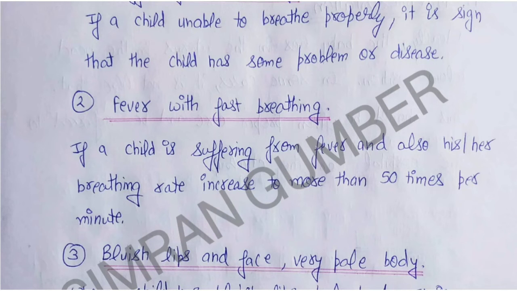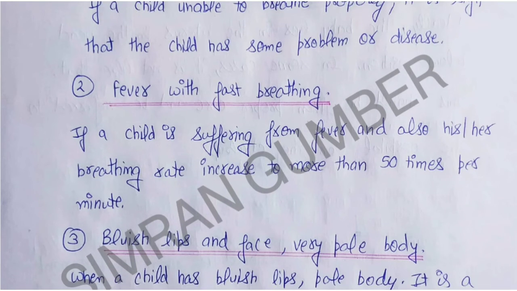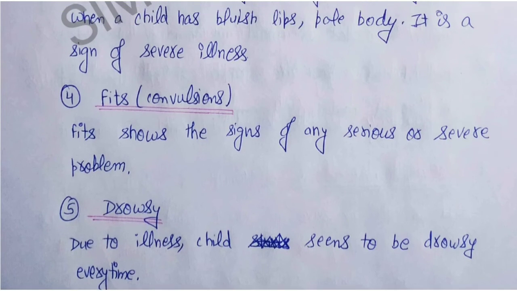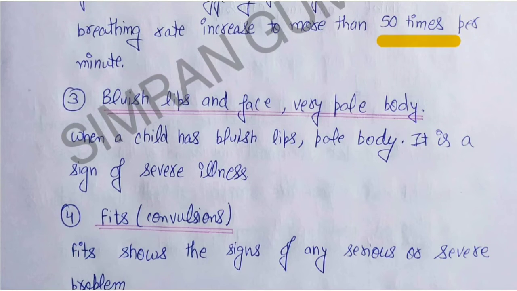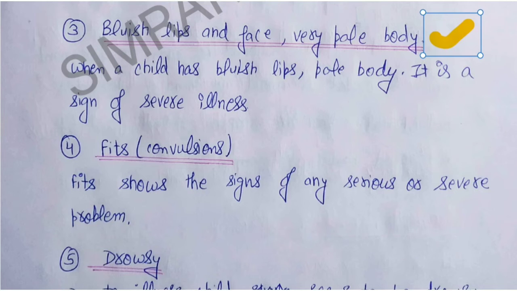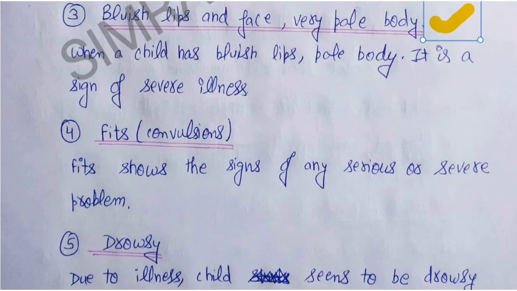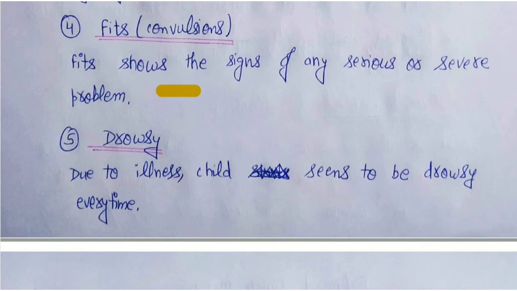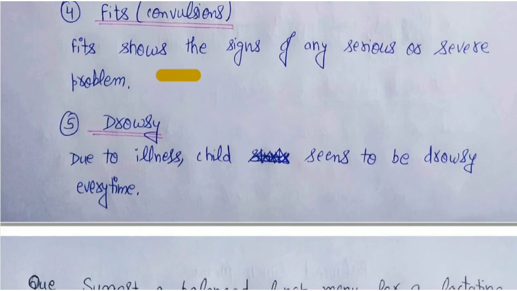If a child is suffering from fever and also her breathing rate increases to more than 50 times per minute, then this is a symptom of severe illness. Third, bluish lips and face, very pale body. When a child has bluish lips, pale body, it is a sign of severe illness. Fits, convulsions. Fits shows the sign of any serious or severe problem. Drowsy, due to illness, child seems to be drowsy every time.